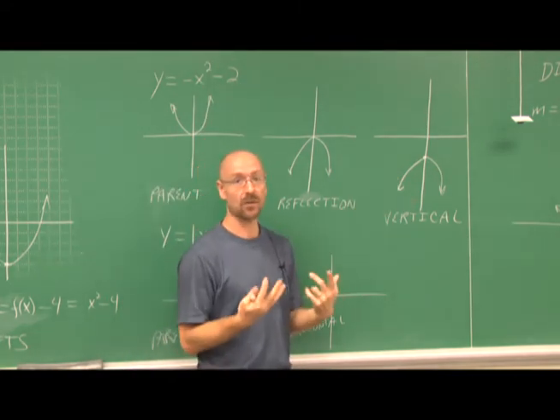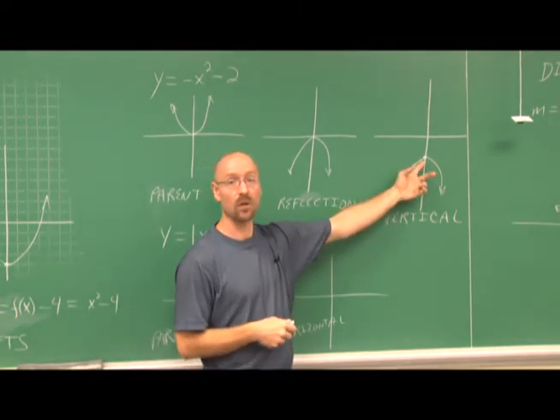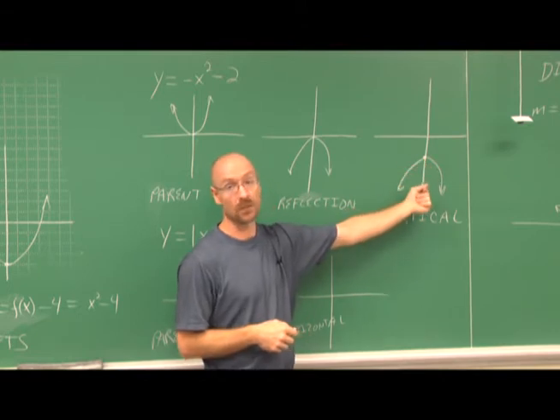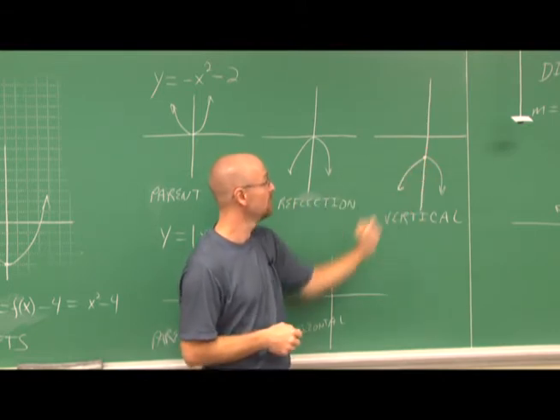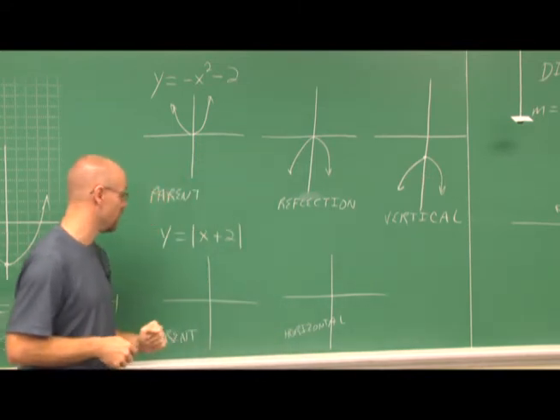And I really didn't have to graph anything except for essentially one point, and in this case, it's the vertex. And we do our translation. We reflected it, and then we did a vertical shift down.